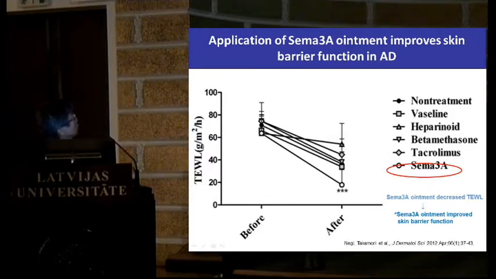This slide shows transepidermal water loss. Transepidermal water loss also decreased with semaphorin 3A ointment. This means semaphorin 3A ointment improved the skin barrier function.